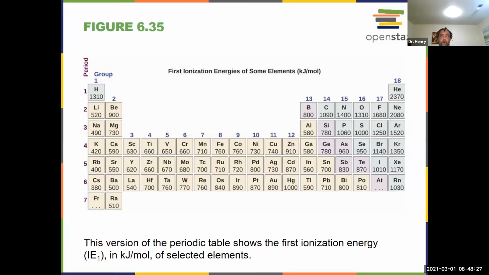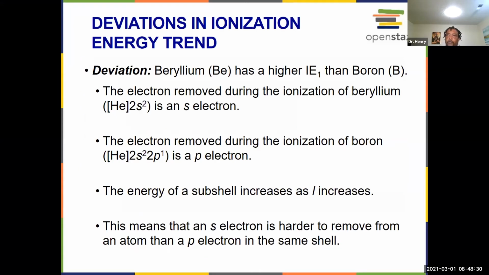So boron, beryllium is an example of a rule breaker. It takes more energy to remove an electron from beryllium than from boron. Part of that is because you're going from that s2 to that p, an increase in your subshell.